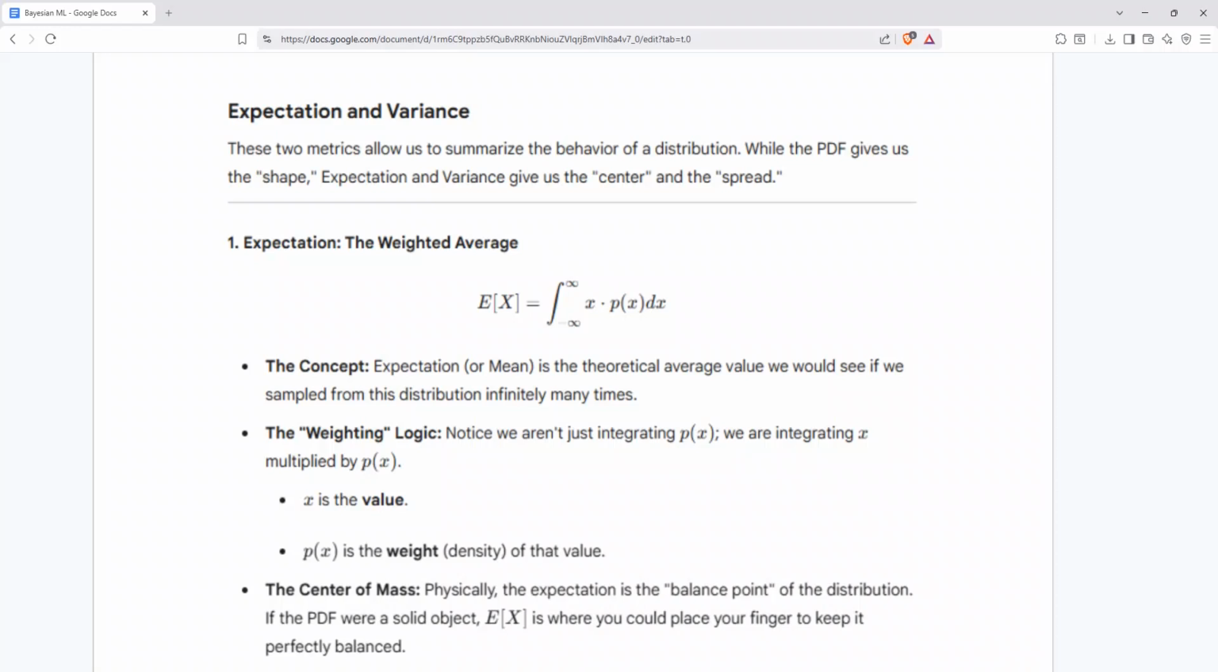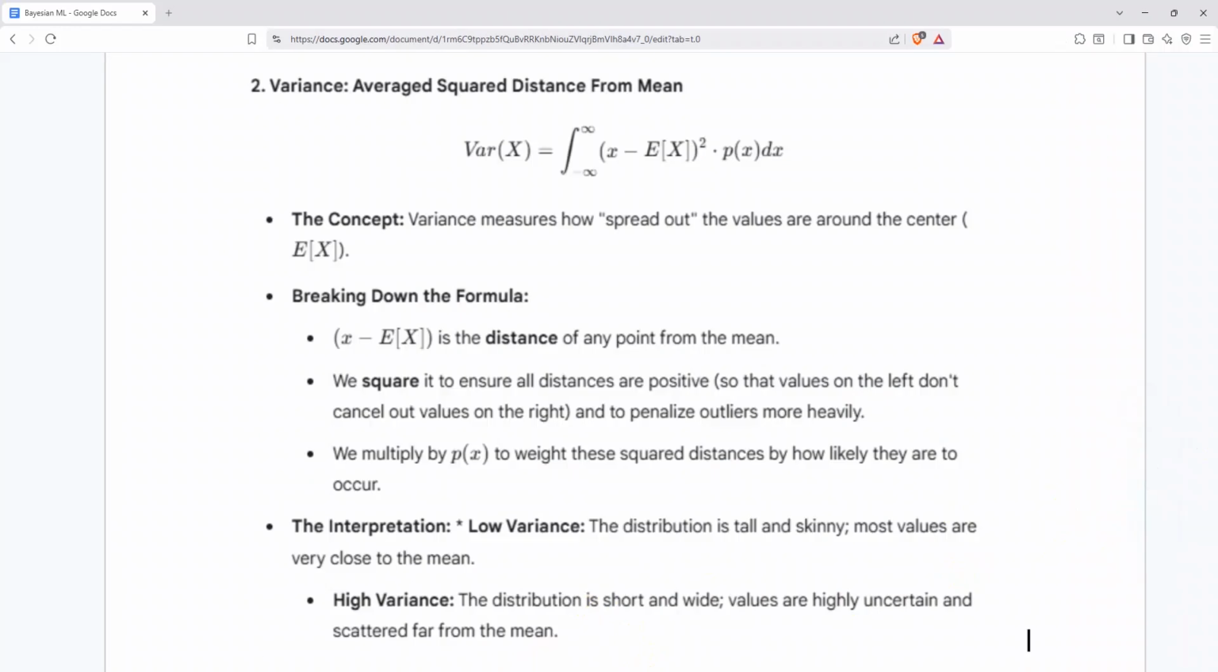We'll take a simple example. Imagine student marks. If most students score around 80 and very few score around 40, then the average will be closer to 80 because higher probability values pull the average towards them. There's also an intuitive way to understand this. Imagine the curve is made of a solid material. Then expectation is the balance point, the exact point where you could place your finger and the whole shape would stay balanced.